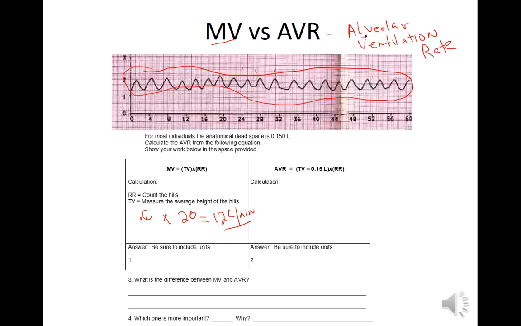Now this is important because this is the actual air that's going to be used for gas exchange. So it kind of takes off a little bit of the MV. So this number right here, 0.15 liters, is what's called anatomical dead space.